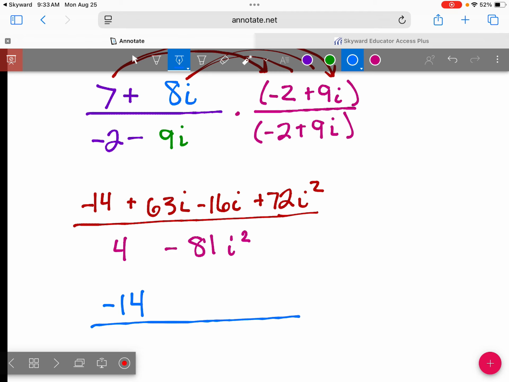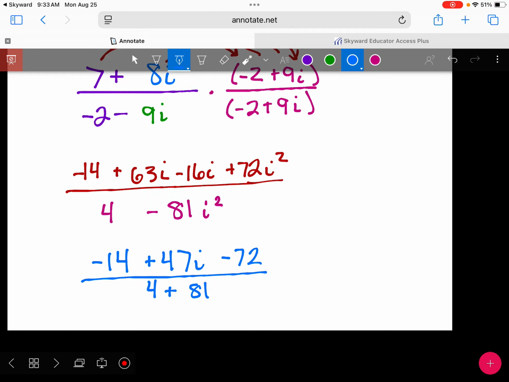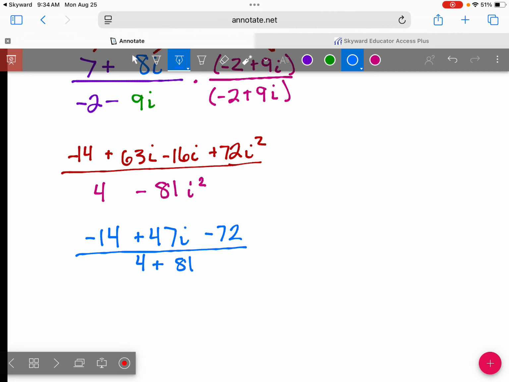Got our 63 minus 16. That's going to give us our 47i minus 72. We get 4 plus 81. And then we should wind up with... I'm going to do it in these 2 separate fractions. You can do it as the 1 fraction too. Totally okay.